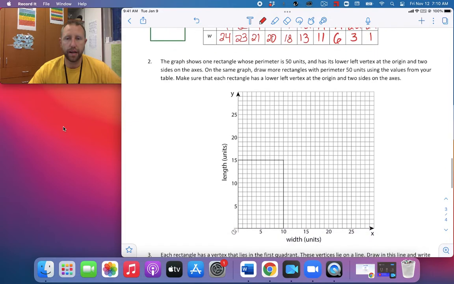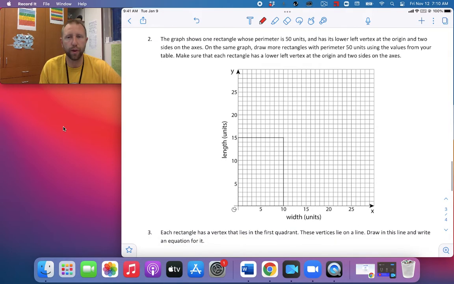Now it says here, the graph shows one rectangle whose perimeter is 50 units. So you can see here, actually maybe you can't. On your books, I don't think this showed up real well. Go ahead and darken this in. So there's this line right here and right here. What they did was draw in a rectangle. So they have 15 length and a 10 width for that rectangle. Check that real quick. 15 plus 15 and then 10 plus 10 and add those together. 15 plus 15 is 30, 10 plus 10 is 20, 30 plus 20. That does equal 50.